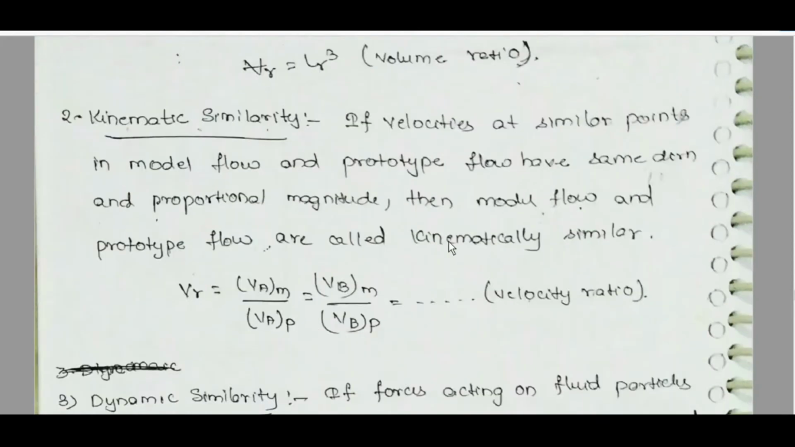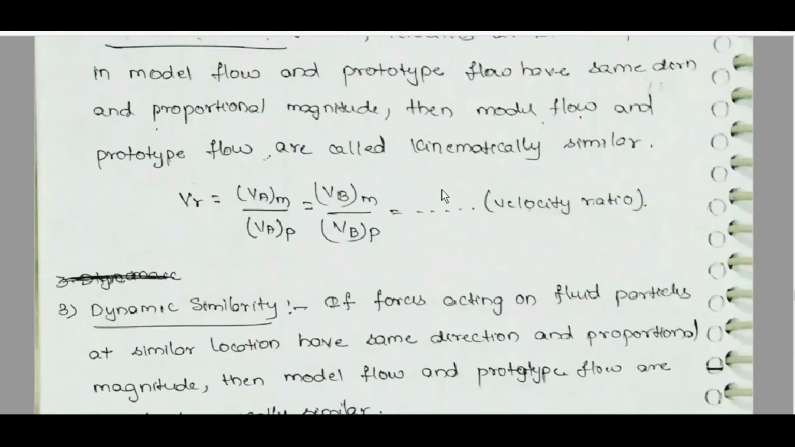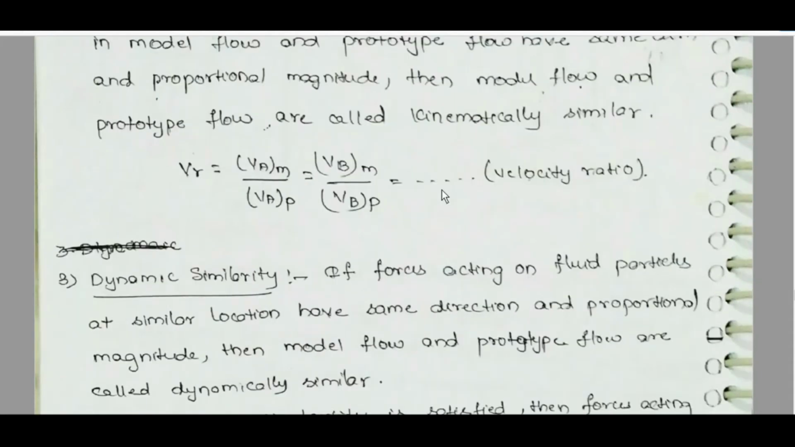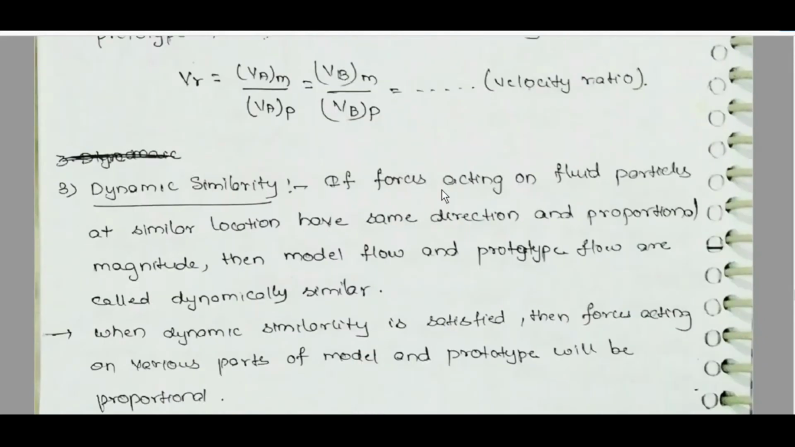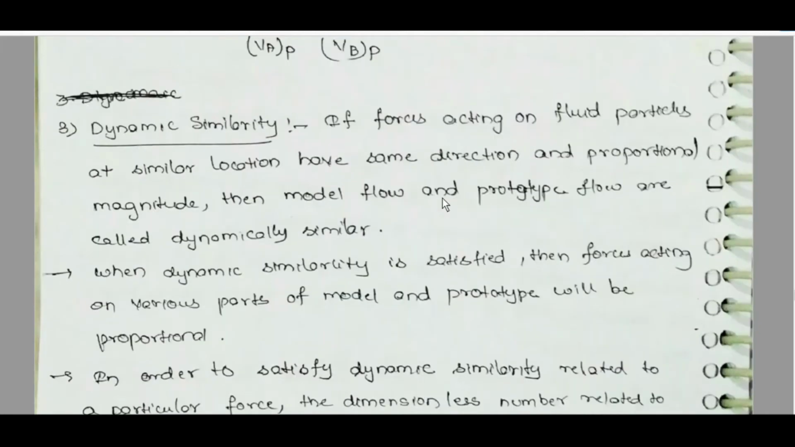Kinematic similarity: if velocities at similar points in model flow and prototype flow have the same direction and proportional magnitude, then model flow and prototype flow are called kinematically similar. VR is equal to VAM by VAP is equal to VBM by VBP, and so on. Dynamic similarity: if forces acting on fluid particles at similar locations have the same direction and proportional magnitude, then model flow and prototype flow are called dynamically similar.